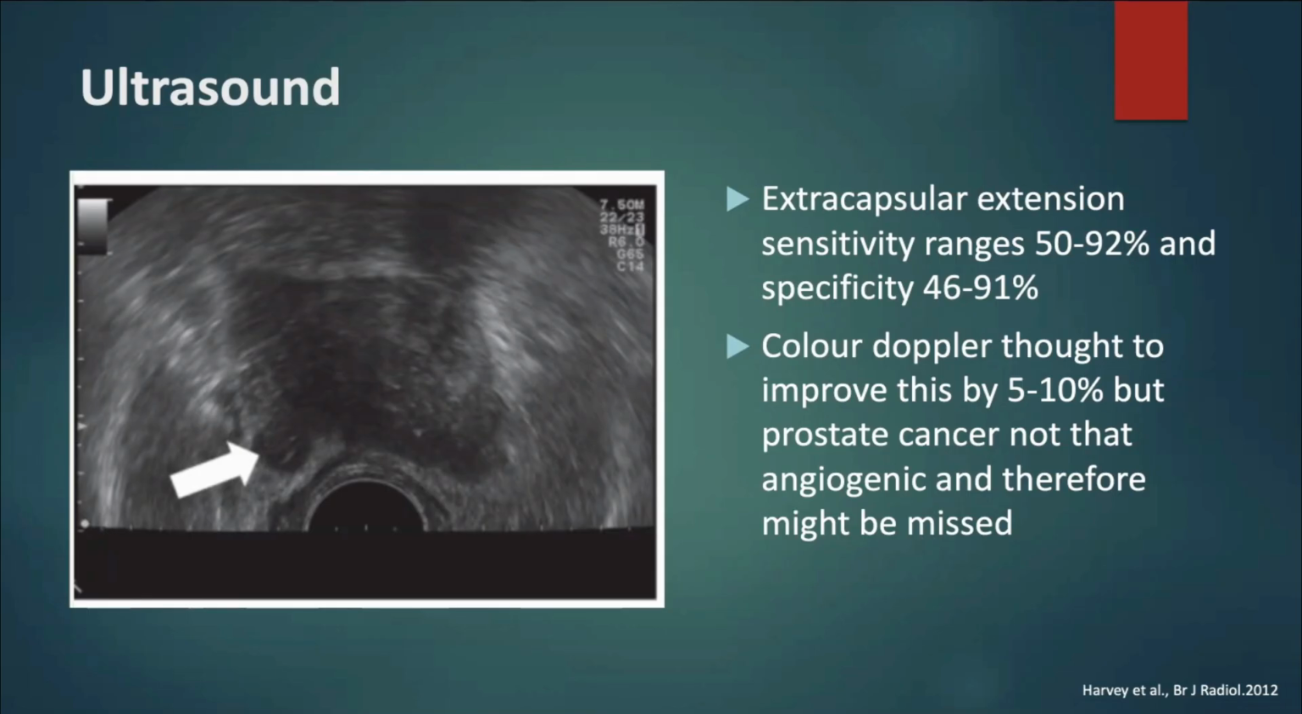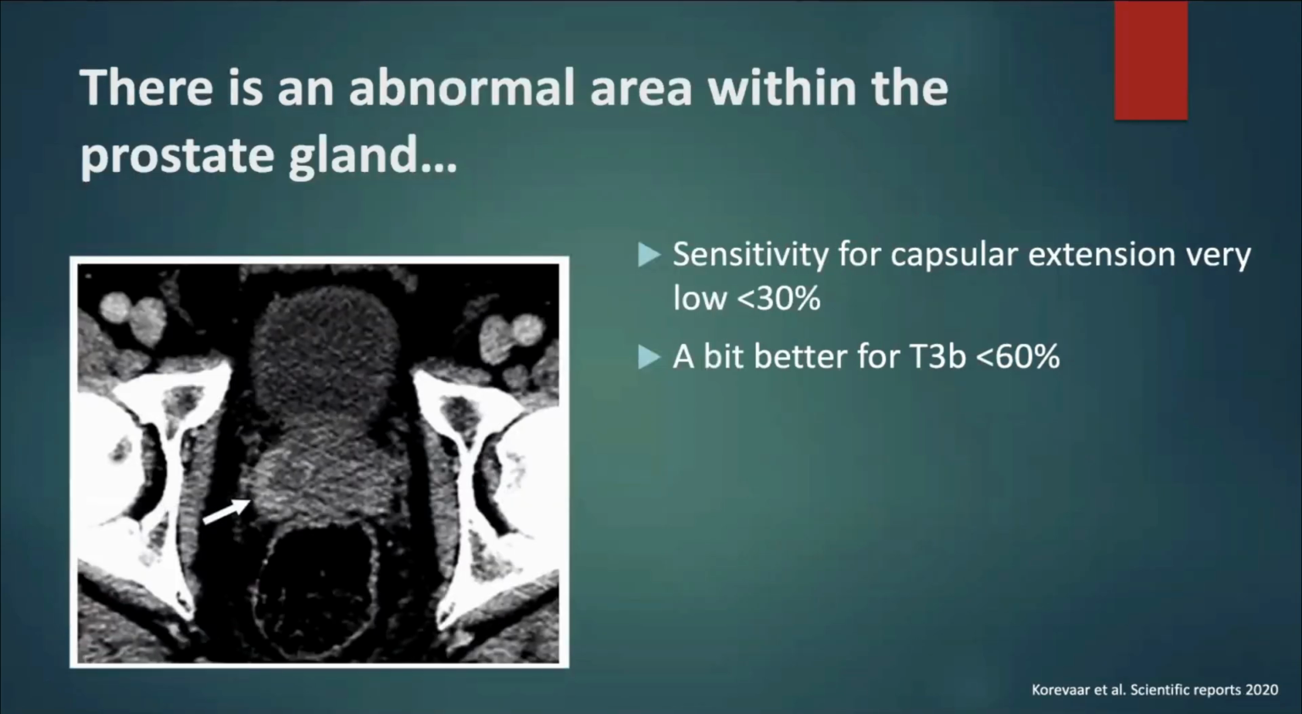There were various attempts over the years to try and improve the accuracy of this with things like color Doppler, but obviously prostate cancer isn't particularly angiogenic, and when it's small and localized, this only leads to moderate improvement in sensitivity. So next on to CT scanning.